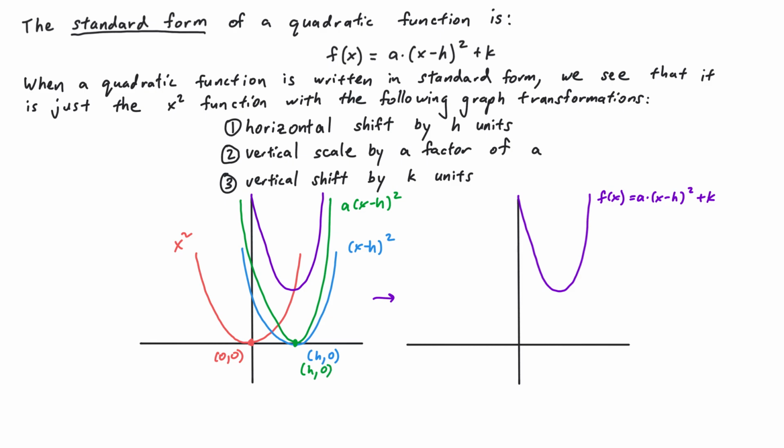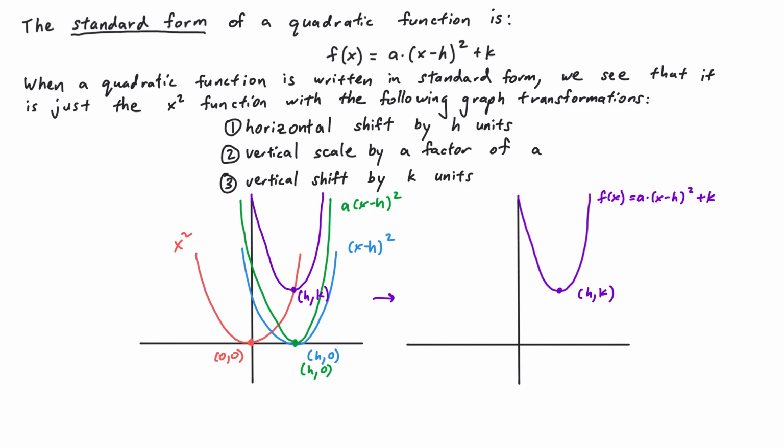Now our last graph transformation will take our graph and shift it up k units. So taking that y-coordinate, moving it up by k, our vertex is now at (h, k). So when we write our quadratic function in standard form, a times (x minus h) squared plus k, the vertex is going to be at the point (h, k).